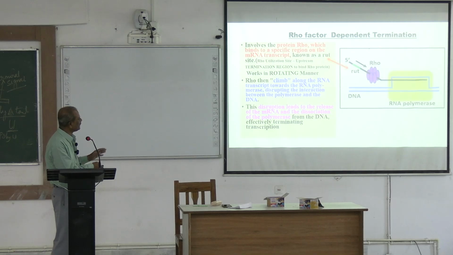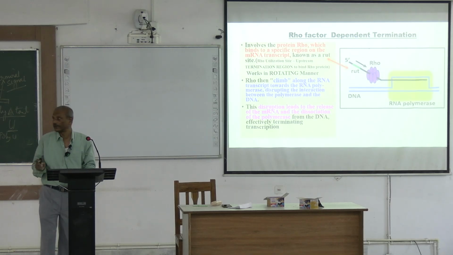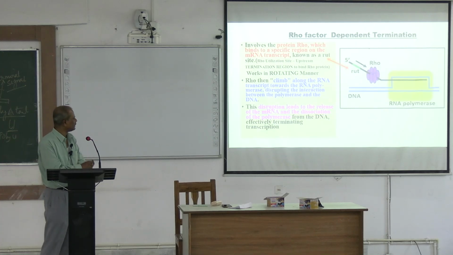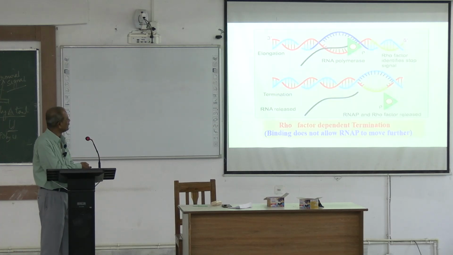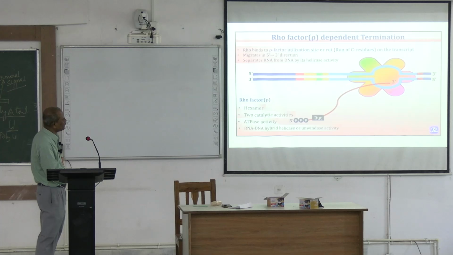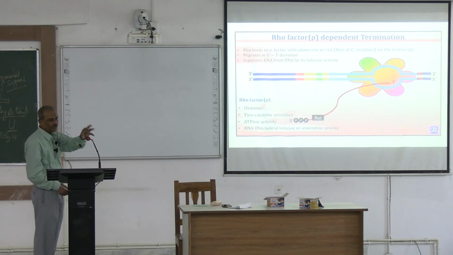Now Rho factor dependent termination. When this mechanism does not operate, only then do we require a Rho factor. Rho factor is a protein that binds to a Rho utilization site. It will be clear in this picture. This is the growing chain, and the Rho utilization site will be there. Rho factor is a protein in nature. It is endowed with 2 activities. One is ATPase activity, so ATP will be required here, and it also has helicase activity.